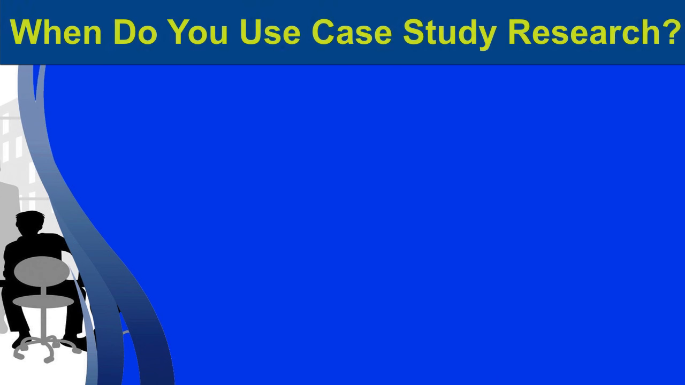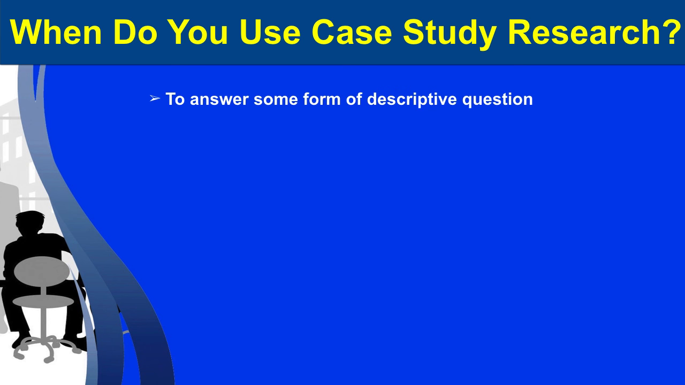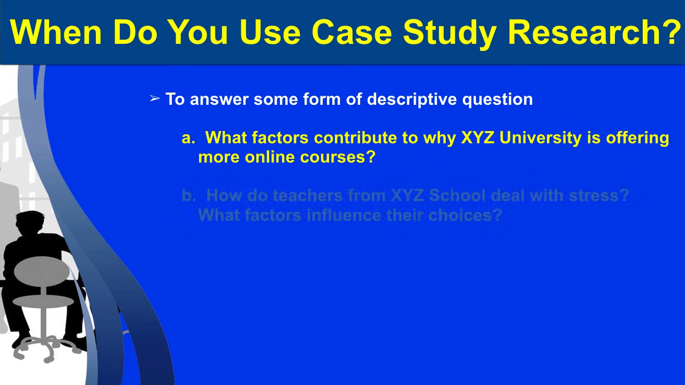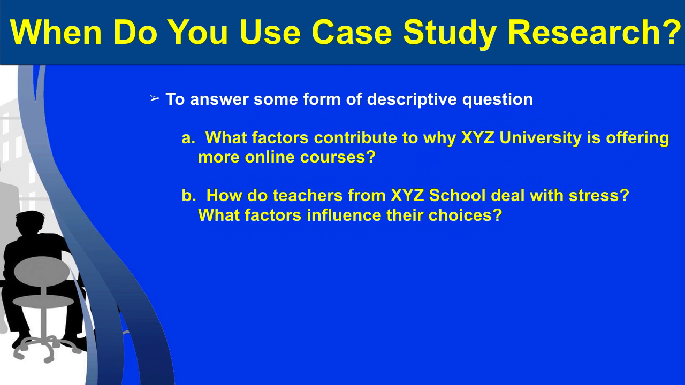When do you use case study research? There are two main reasons when we use it. The first reason is to answer some form of descriptive question. Here are two examples. What factors contribute to why XYZ University is offering online courses? And how do teachers from XYZ school deal with stress? What factors influence their choices?